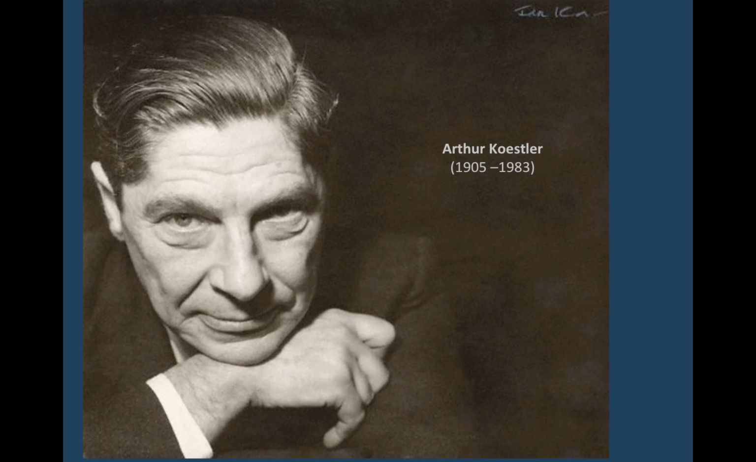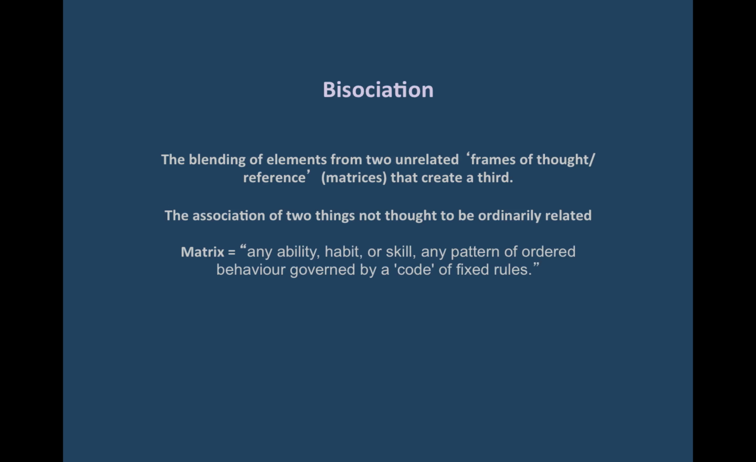So this idea of combining things has been around forever. However, it was first given a kind of analytical formulation, where it was discussed, studied and explicated, by Arthur Koestler in the early part of the 20th century. And he looked at this whole concept of combining, and he gave it the term bisociation, which he understood as the blending of elements from unrelated frames of thought that he called matrices.